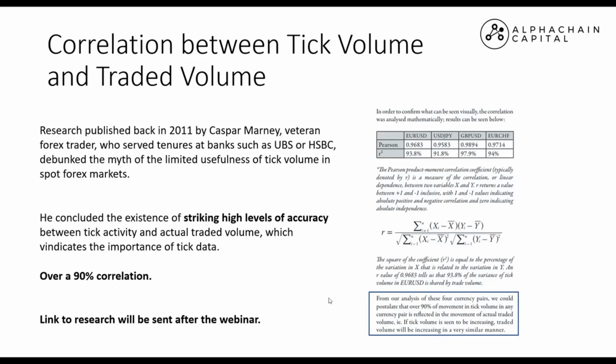You can see in the little box at the bottom, over here, from our analysis of these 4 currency pairs, we would postulate that over 90% of movement in tick volume in any currency pair is reflected in a movement of actual traded volume. I.e., if tick volume is seen to be increasing, traded volume will be increasing in a very similar manner.